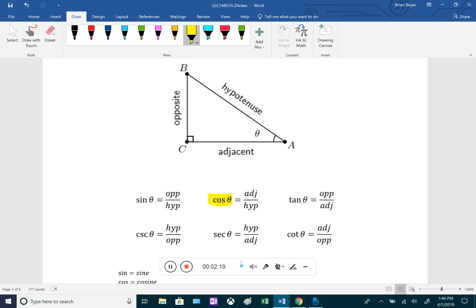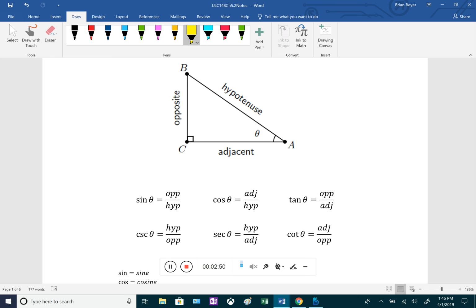Cosine of theta equals adjacent over hypotenuse. Tangent of theta equals opposite over adjacent. Cosecant equals hypotenuse over opposite. Secant equals hypotenuse over adjacent. Cotangent equals adjacent over opposite. So these are all of the possible combinations for ratios of the sides of a triangle.